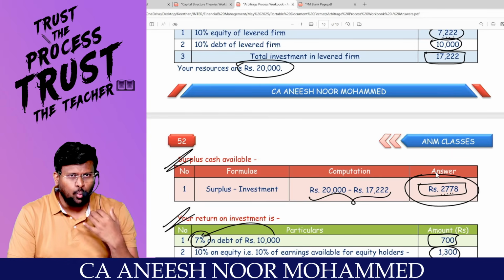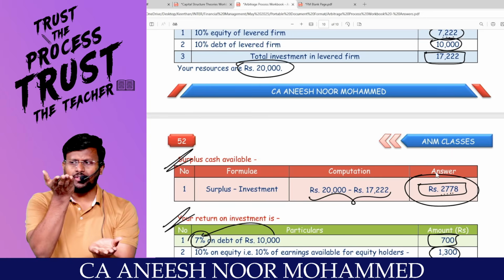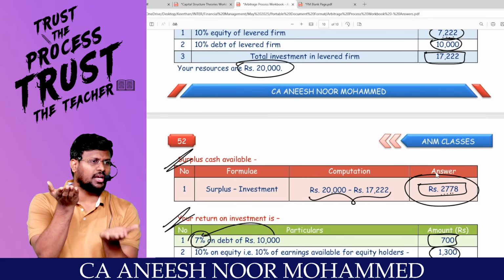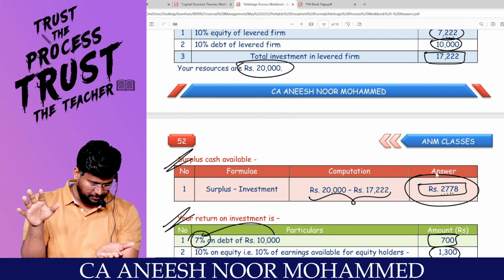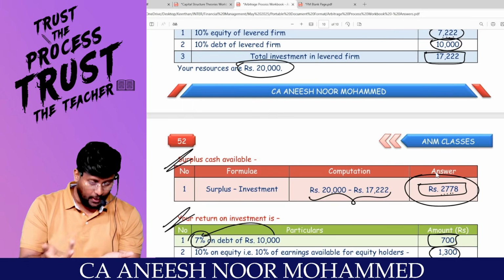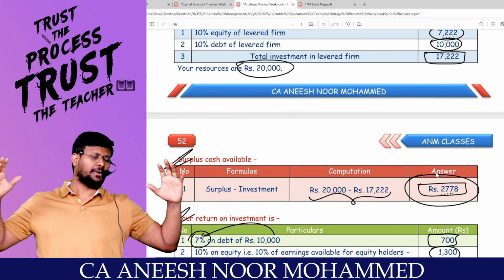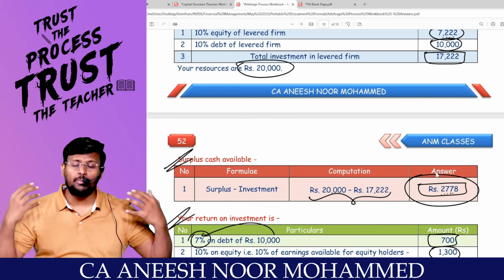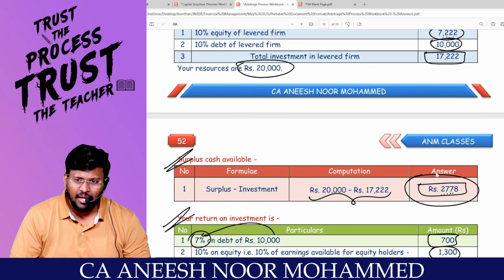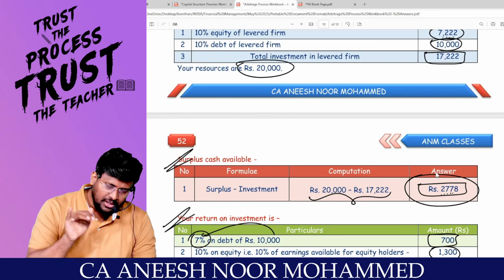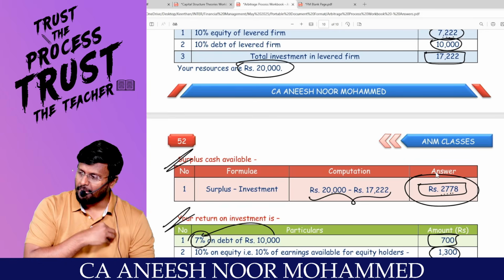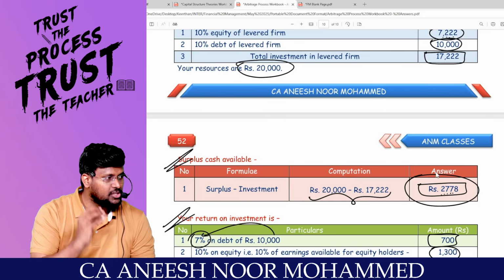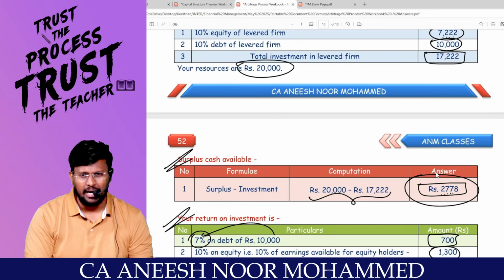Sir, in order for primary arbitrage to work, the value of the levered firm should be higher than the value of the unlevered firm. Then people will start selling the shares of the levered firm and they will borrow if required. Then they will have a lot of money with them. The entire money they will not be investing in the levered firm, but even after the arbitrage process, they will have the same income and extra money will be with them. That extra money is called arbitrage gain.